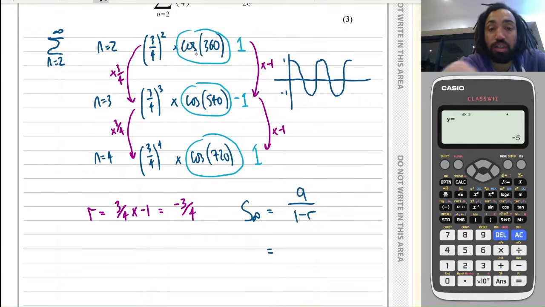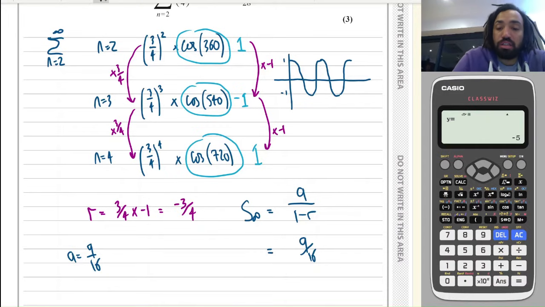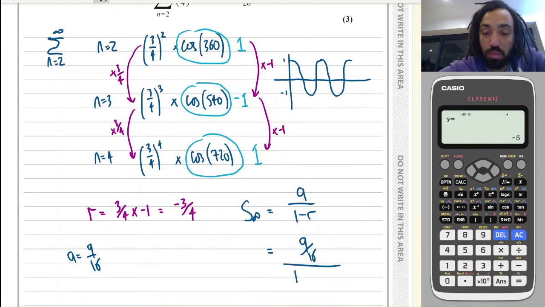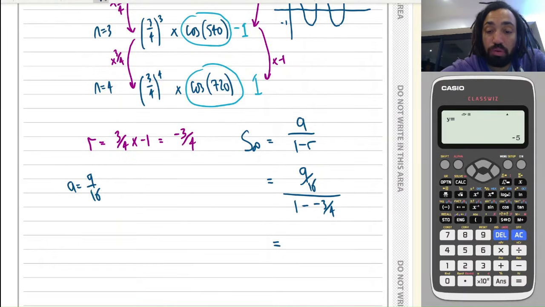When I square 3 quarters, I get 9 over 16. And then when I times that by 1, I stick with 9 over 16, obviously. So it's 9 over 16 over 1 minus, and the common ratio is minus 3 over 4. And this will equal 9 over 16 over 7 over 4. Divide through by 4. So that is 9 over 28.